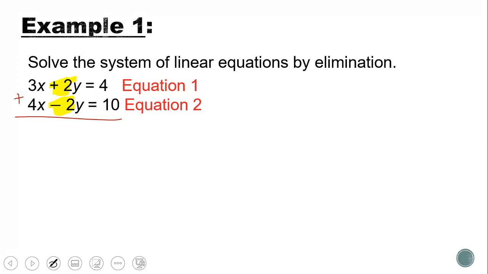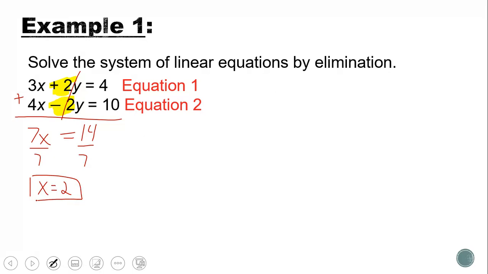So when I add these two equations together, 2y plus negative 2y, my y's cancel out. And I continue and add everything else together. So I have 3x plus 4x, which is going to be 7x. And I have 4 plus 10, which is going to be positive 14. From this point, we solve for one of our variables. We're going to get x is equal to 2 here. So I have my x value equal to 2.